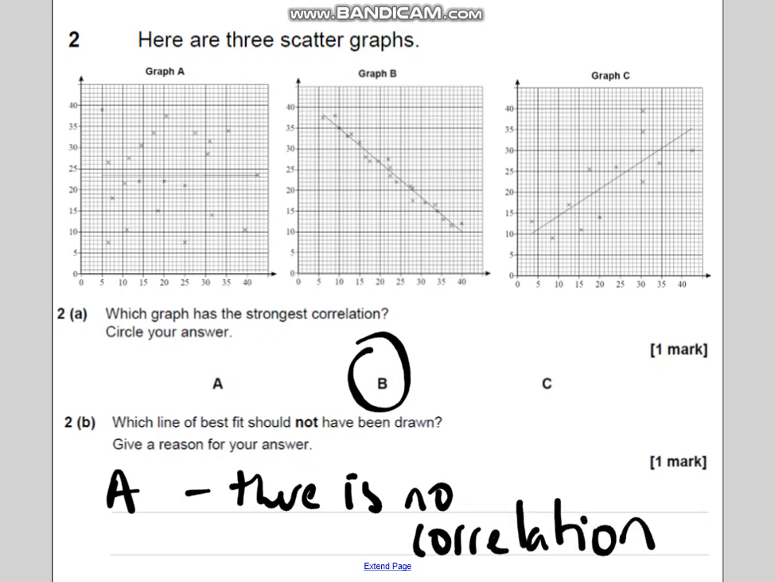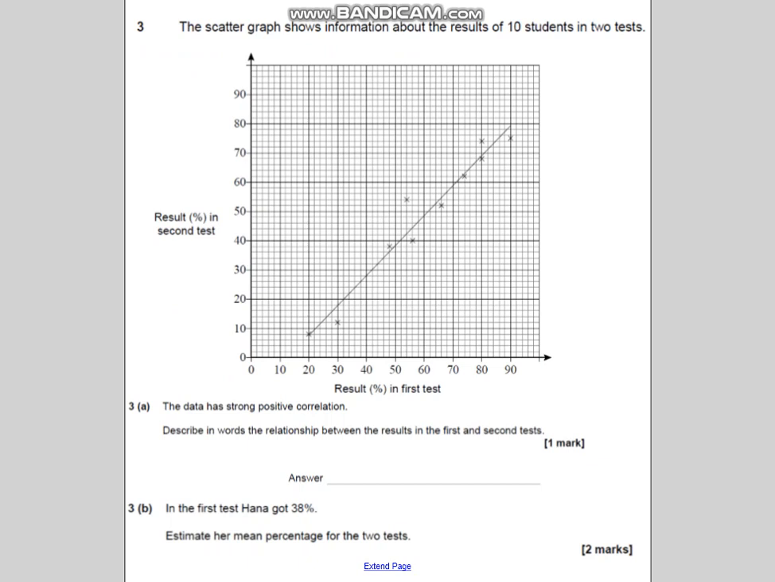Okay, let's go on to question three. They've told us that there is a strong positive correlation here. And what does that mean? Well, that means the higher you get in the first test, the higher you get in the second test. So higher in the first test means a higher mark in the second one.